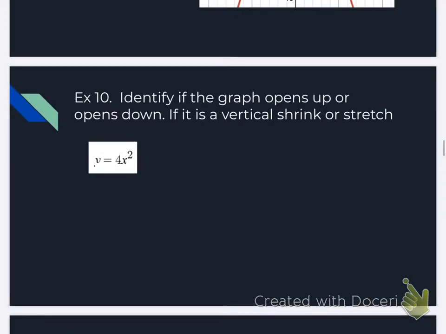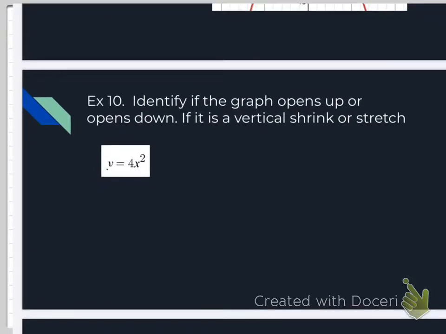Okay, and then our last one, we want to know if it opens up or down. Well, our a value is 4. So a equals 4. So it opens up. And then we look at it and we want to see if it is a shrink or stretch. Well, since it opens up and a is greater than 1, we know this has to be a vertical stretch.